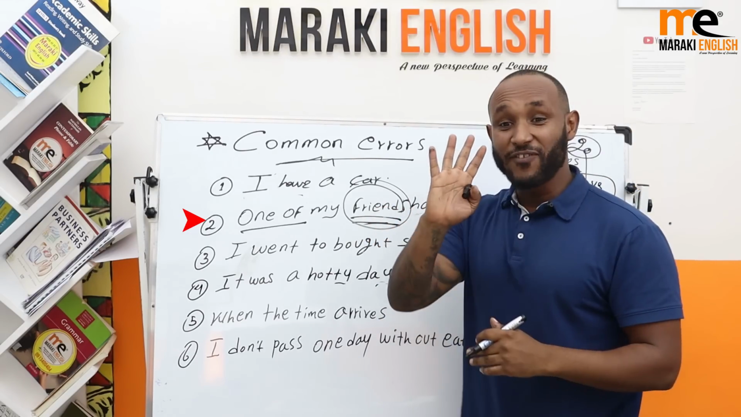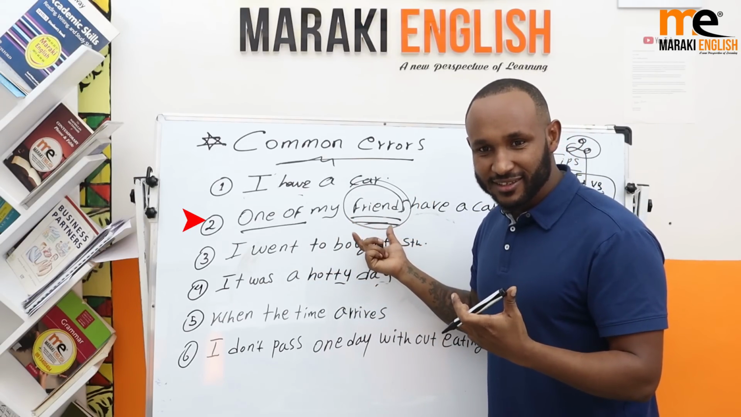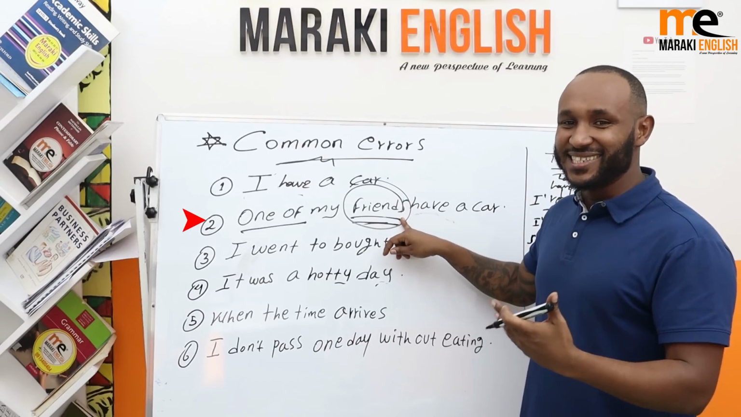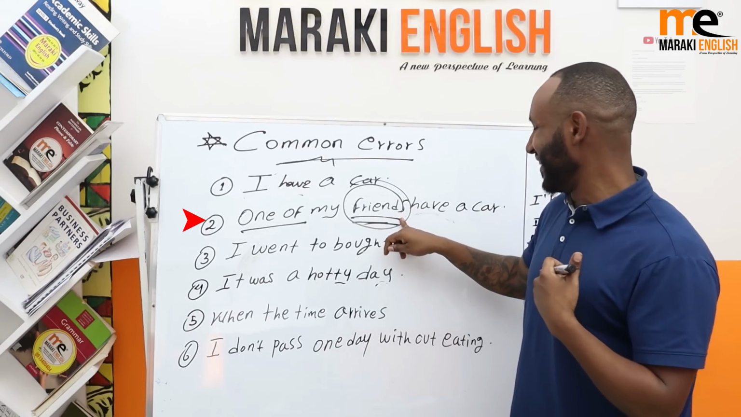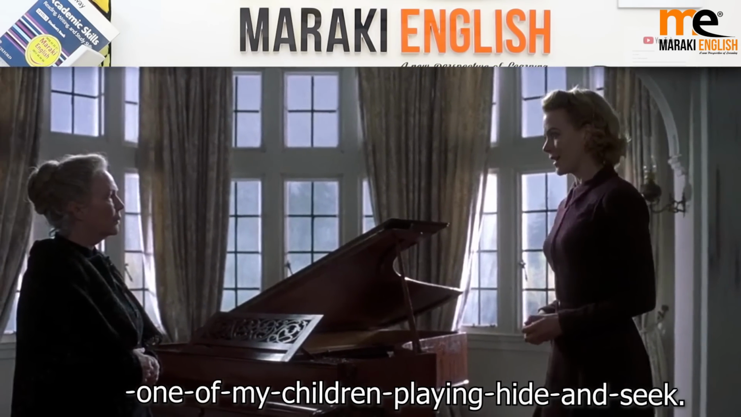You have 5 children. One of my child or children? Children, because we're using plural, right? One of my children. If one of my children was playing hide and seek.